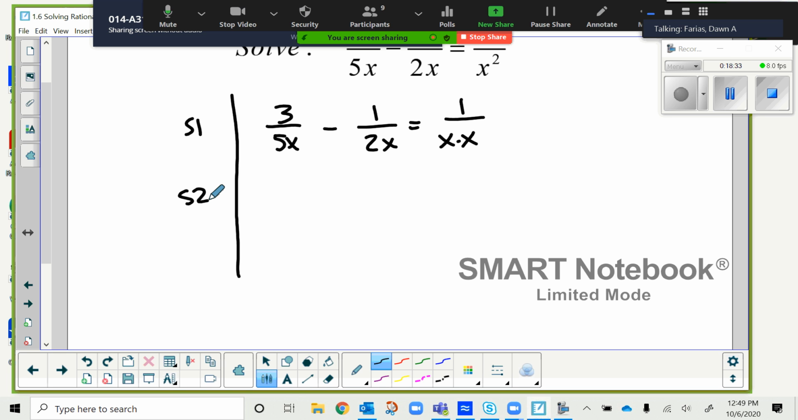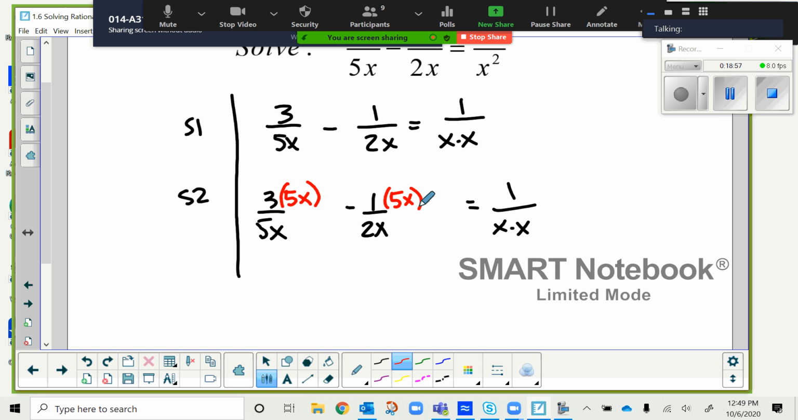The way you build your LCD is from each of the individual denominators. Let me give myself some room. What I need to eliminate the first denominator is a 5x, and I need to multiply everything by that. And so that will eliminate that 5x right off the bat in the first fraction.